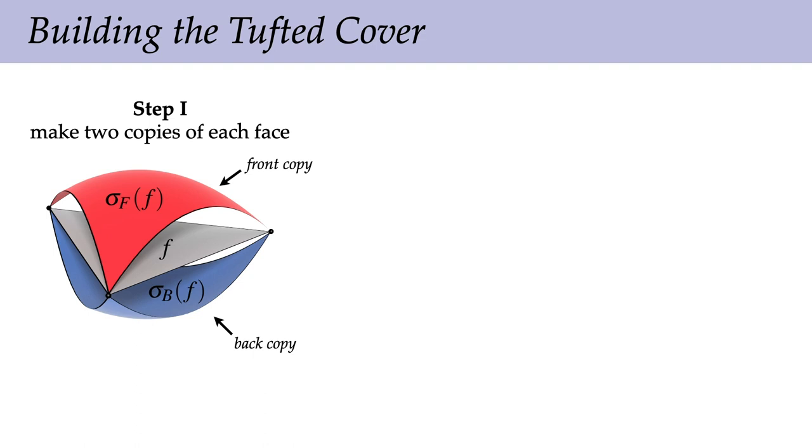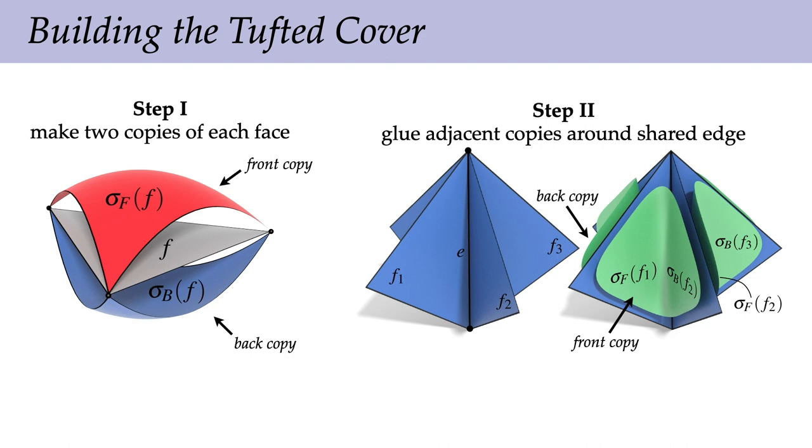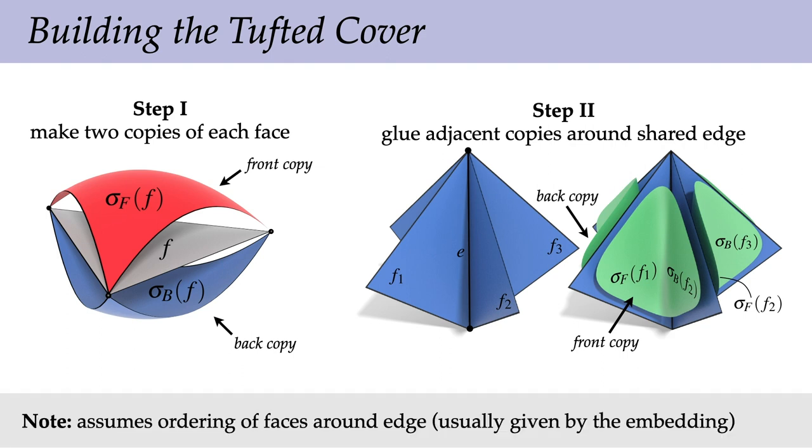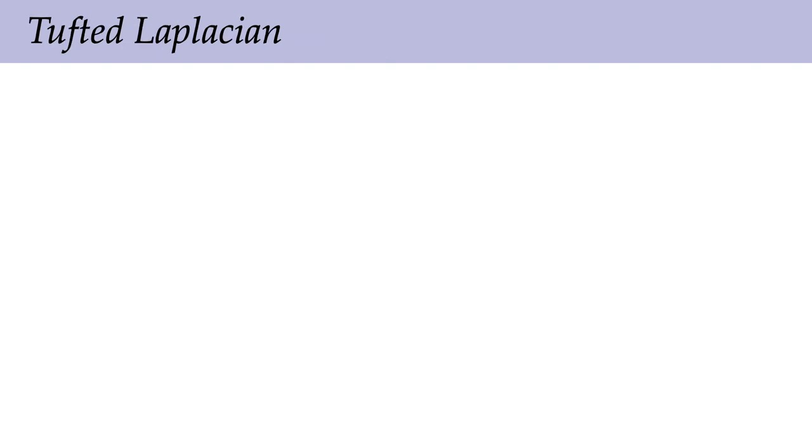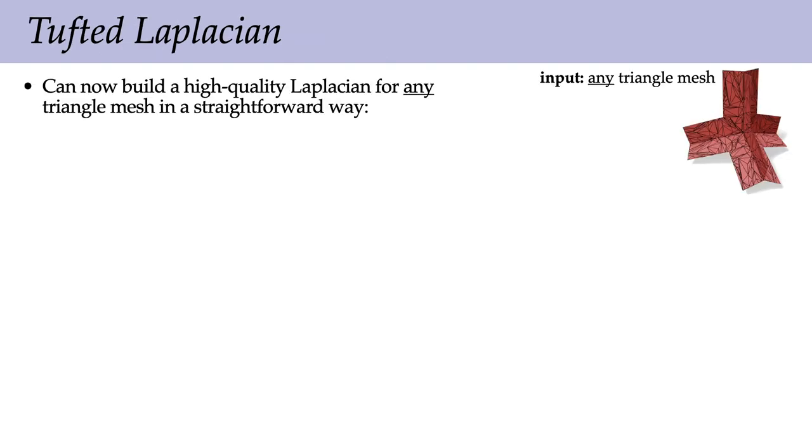To tell you in a little bit more detail about how this tufted cover is assembled, we first make two copies of each face, so each face gets split into a front and back copy. Then we walk cyclically around each edge, gluing together adjacent faces. Notice that this depends on an ordering of the faces around each edge, but that's usually something we can read off from the embedding, or even just pick randomly if we need to. So once we have this tufted cover, then we just go through the usual steps.